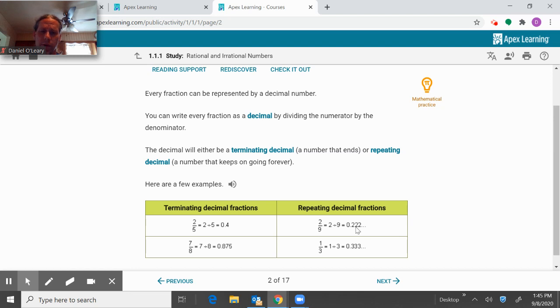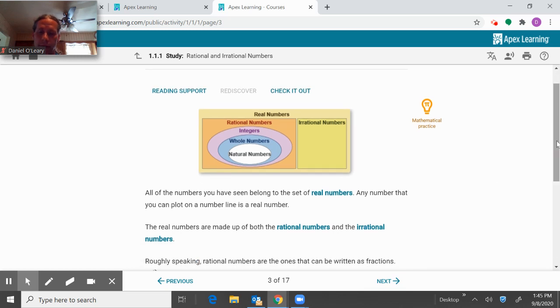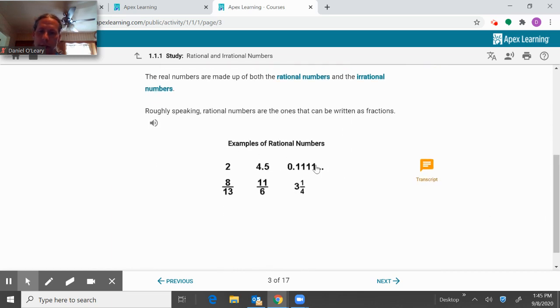Just so you know, repeating decimals aren't always just the same number repeated. Sometimes you'll see multiple numbers repeated, like 0.24242424 forever, or 0.373737, on and on. It doesn't just have to be the same number repeating. And then in here you have the real numbers, rational numbers, integers, whole numbers, natural numbers, and those irrational numbers. Those are the decimals that don't show a repeating pattern. You can click and go through this screen. It shows you examples of rational numbers. This has a repeating pattern. So these would all be irrational numbers.